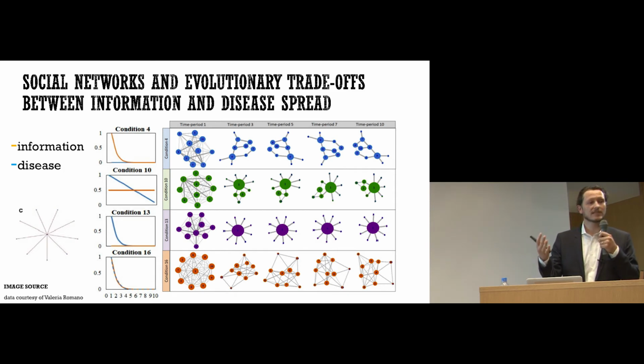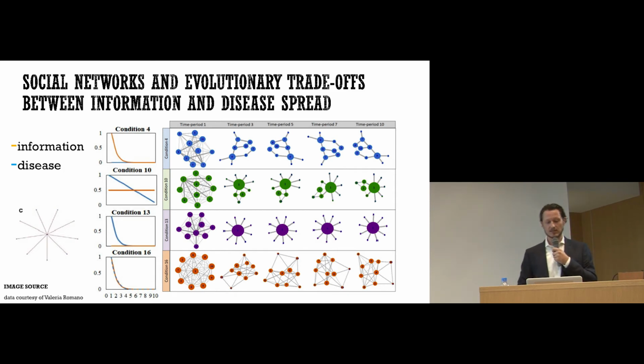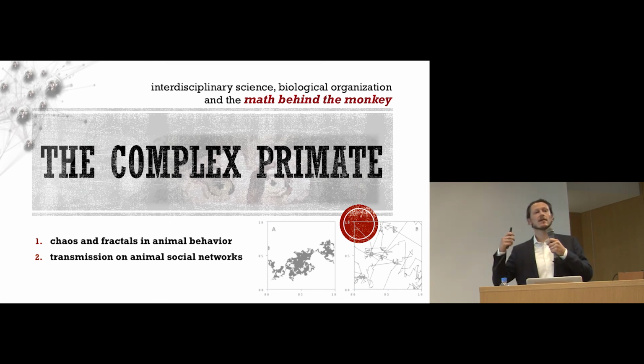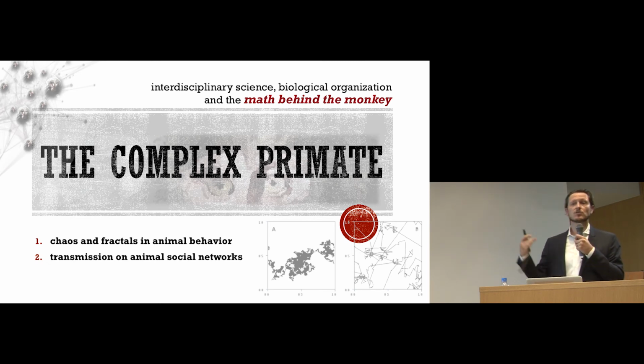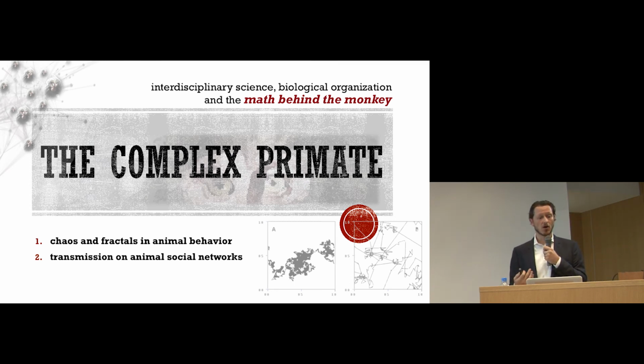So we're trying to understand how networks evolve with these conditions. And with that, I just want to finish my talk. Two different aspects of organization and behavior and how we use complexity to understand ecology in those systems.